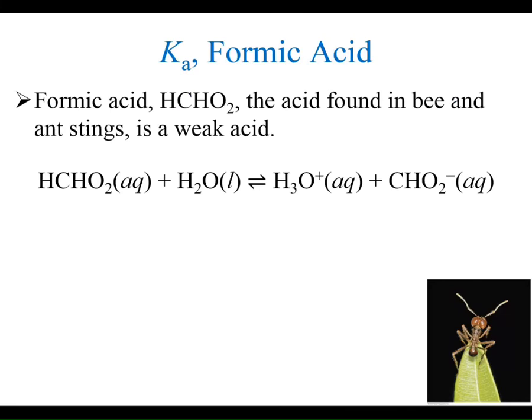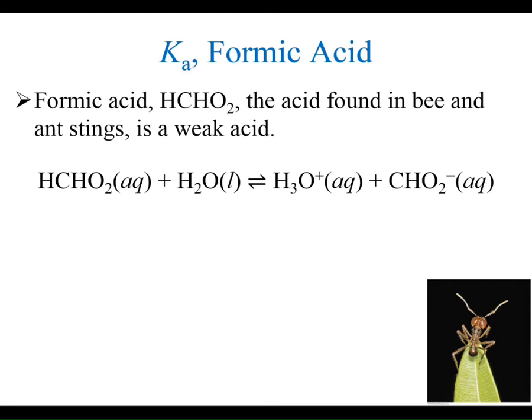So let's say, for example, we have formic acid. Formic acid is an acid found in ant bites and bee stings and things like that. I think actually like the Latin name for the ant is like something forminate or something, which is why it's formic acid. It comes from ants. Anyway, so here's formic acid. It's a weak acid. So, weak acid, so it donates an H+, makes H3O+, and leaves behind CHO2-.